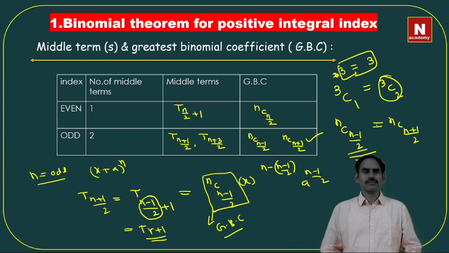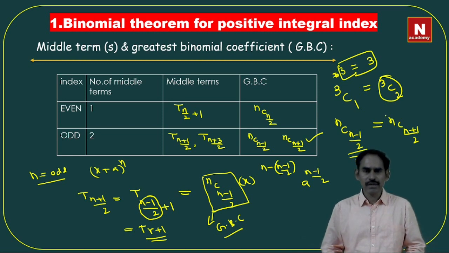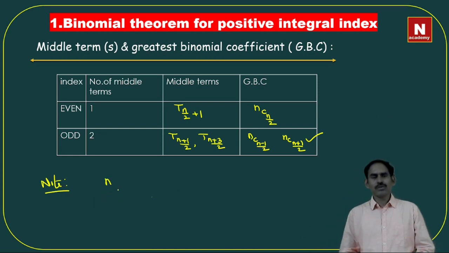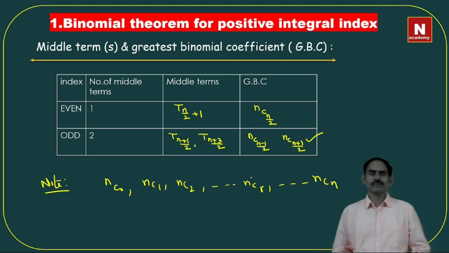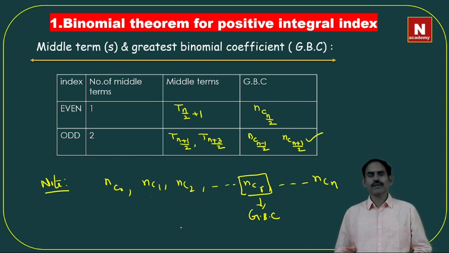This is about the middle term and the greatest binomial coefficient. The binomial coefficients are nC0, nC1, nC2, and so on, nCr, and so on, up to nCn. Among all these binomial coefficients, the greatest binomial coefficient is nCr. But what is r? r equals step n by 2. This is important. Here, step denotes the greatest integer function.